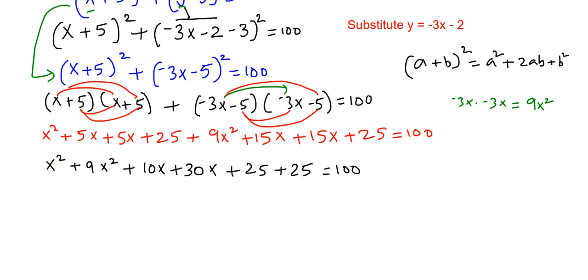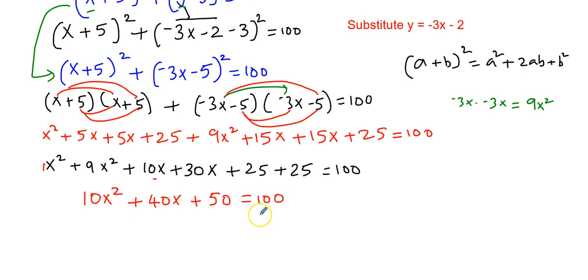Okay, next step, I have 1x². See, x² by itself means it's 1x². 1x² plus 9x² gives me 10x², plus this 10x plus 30x. 10 plus 30 is what? 40x. 10 x's are added to 30 x's to give you 40 x's. Then I have plus 25 plus 25 is 50, and that is equal to 100.